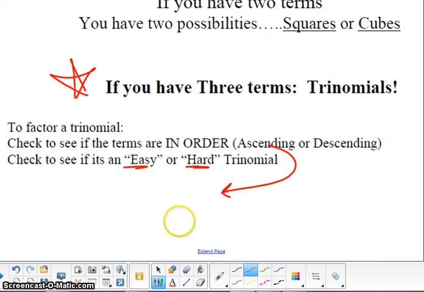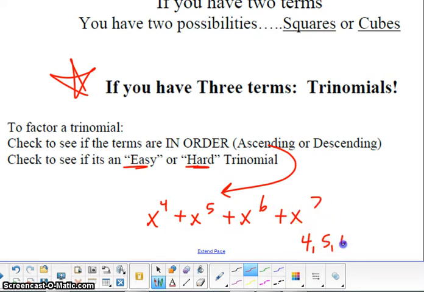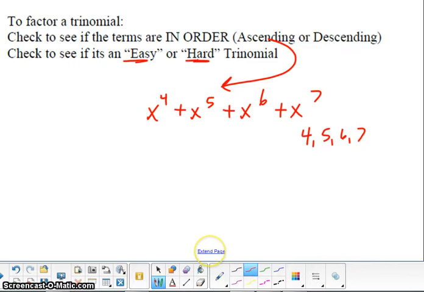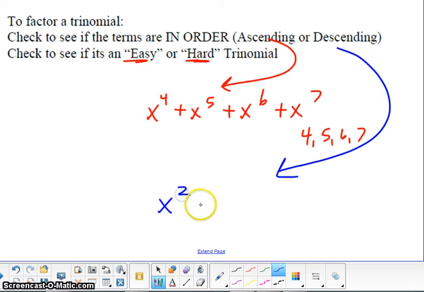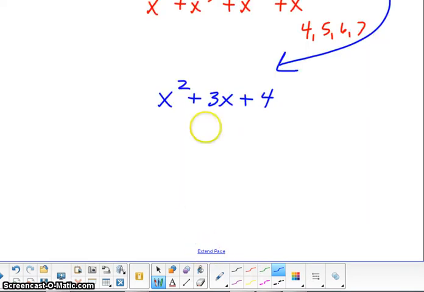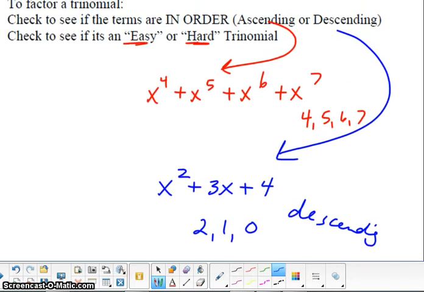So ascending means that it's going to have an exponent that increases gradually. Like, for example, if we had x to the 4th plus x to the 5th plus x to the 6th plus x to the 7th, that is ascending order because the exponents are rising every single time. And then the opposite would be descending, and this is the most likely kind of problem that you're going to see. This would be in descending order, where you have an exponent of 2, 1, and then 0. So those would be considered descending. Okay, so you must look for that first so you can actually solve the problem.